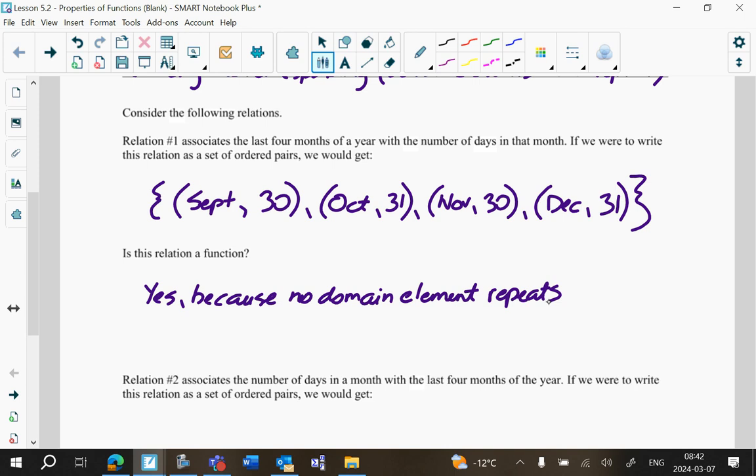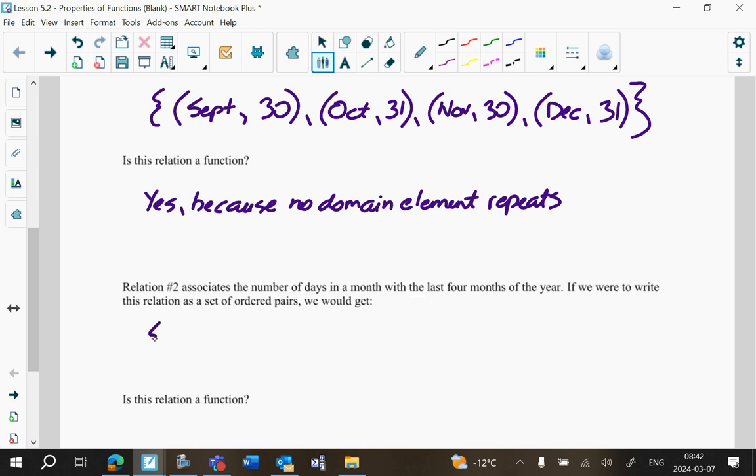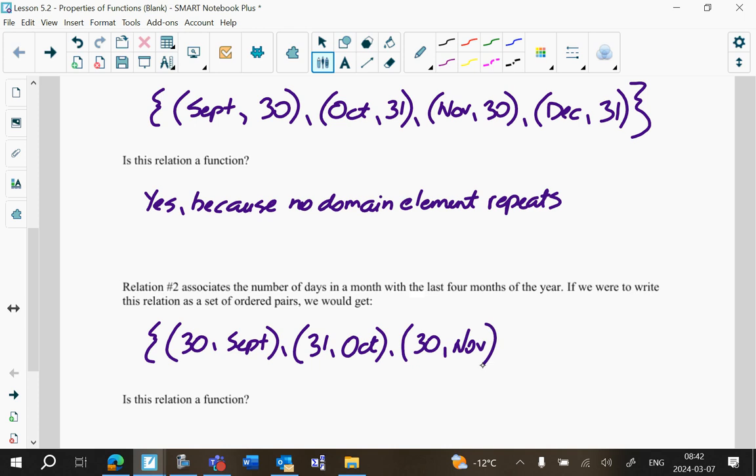Now, what if we wrote this relation the other way? Okay? The number of days in a month with the last 4 months of the year. Remember, order matters. So in this relation, the 4 ordered pairs would look like this. They would be reversed. 30 September, 31 October, 30 November, and 31 December.